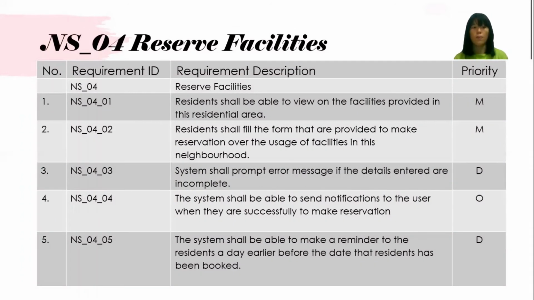I will continue our presentation about the list of functional requirements. Neighborhood system for reserve facility. Residents shall be able to view the facilities provided in the residential area. If residents want to reserve a facility, residents shall fill in the form provided to make a facility reservation. The system shall prompt an error message if the details entered are incomplete.